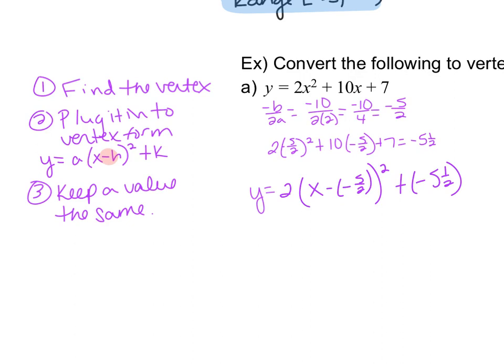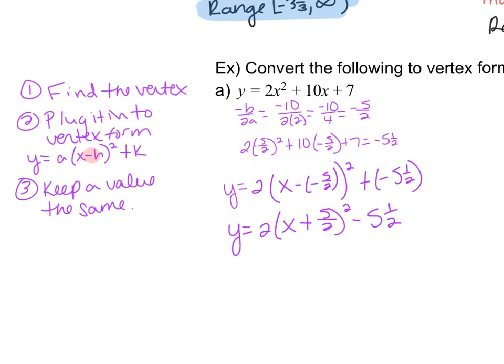You can go straight to the next step if you are confident. I was just showing you what I was doing. So I am going to clean it up. So our final answer will be 2 parentheses x plus 5 halves parentheses squared minus 5 1/2. So that's what it'll look like when you are finished.